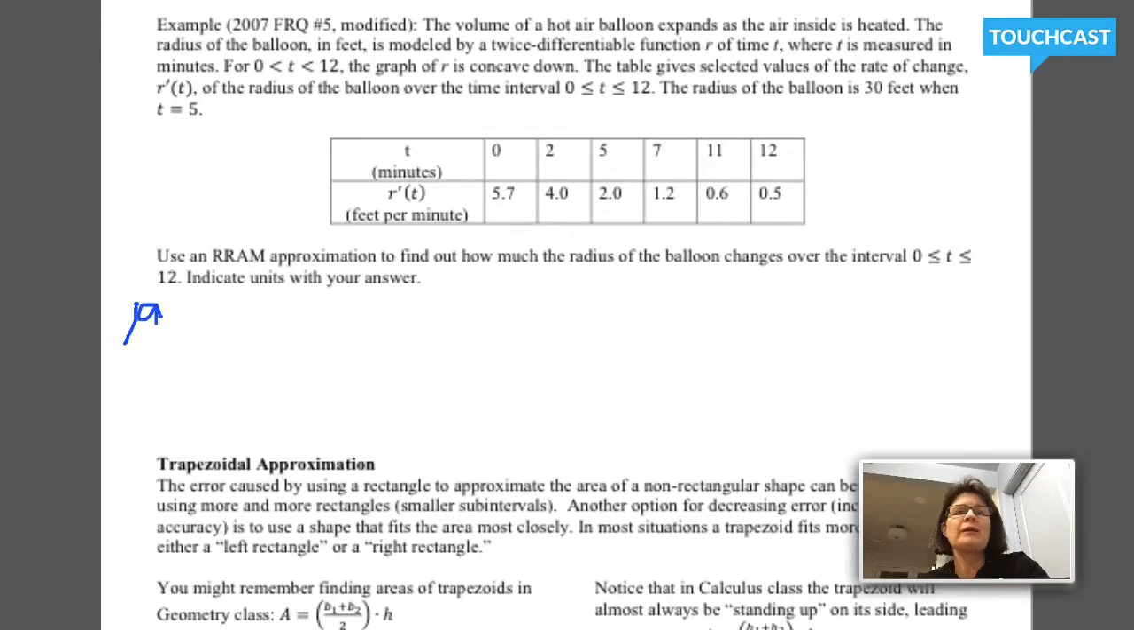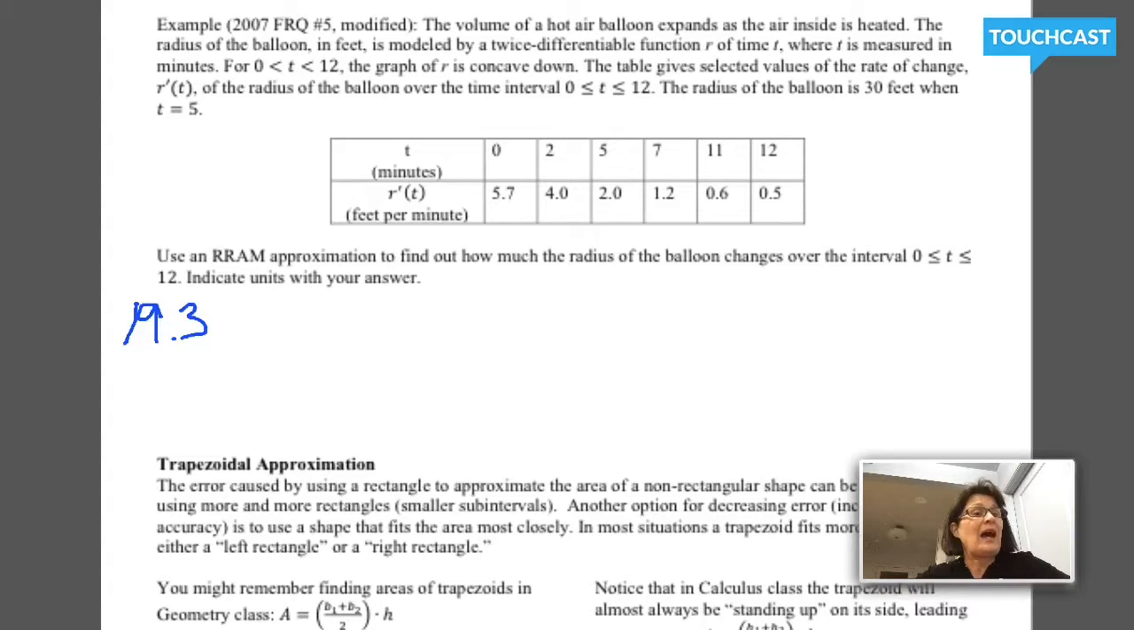It was 19.3. So what is it that I have to consider to decide if 19.3 is an overestimate or an underestimate? Well, I was finding area under the R prime curve. And I was using RRAM. We said RRAM is going to overestimate for increasing when you try to find the area under an increasing function. That's increasing to me. Is that increasing to you? Yeah. And then RRAM is going to be an underestimate if you have a function that goes downhill. If you have a decreasing function, then your RRAM is going to be an underestimate.